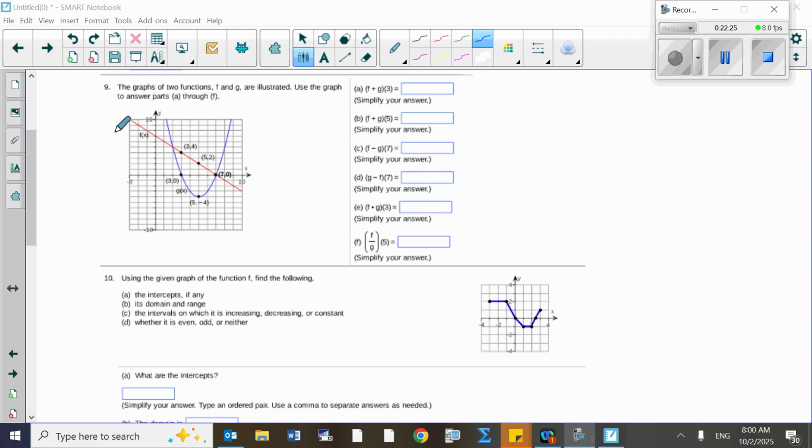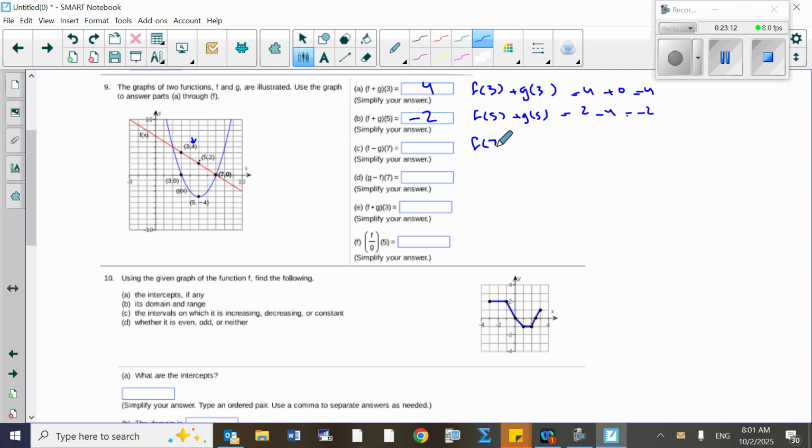Okay, next question. The graphs of f of x and g of x are given, and we want to find what is f plus g of 3. So you just need to find f of 3 and add g of 3. Find both of them and add them. So what is f of 3? Look at my graph. This is f. f of 3 is 4. So that's 4. And g of 3 is 0, so 4 plus 0 is equal to 4. Next one, f of 5 plus g of 5. f of 5 is 2. g of 5 is negative 4. So this will be negative 2.